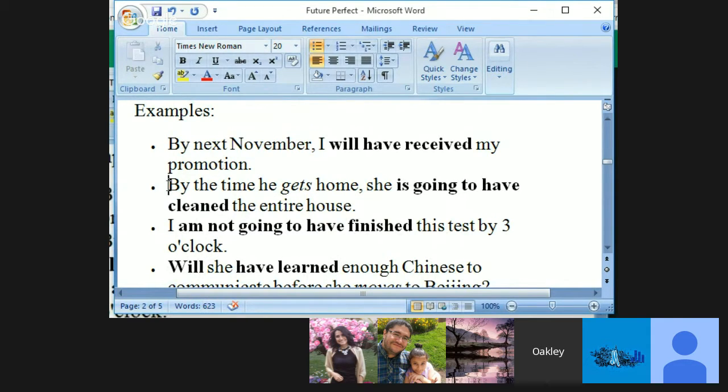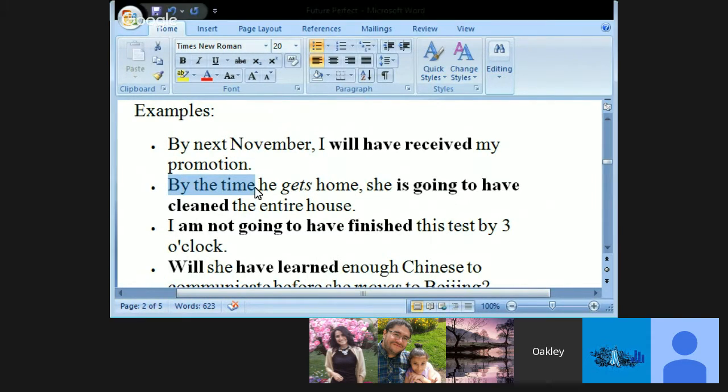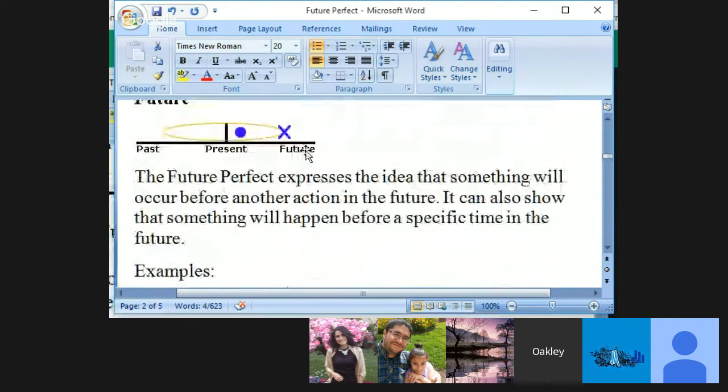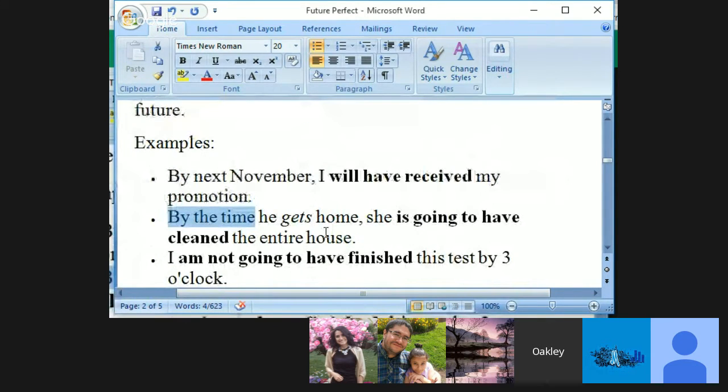Okay, another example. And with a common time phrase, I mean a time phrase that would be commonly used in conjunction with the future perfect, by the time. All right, by the time he gets home, she's going to have cleaned the entire house. There you go. Okay, by the time he gets home is our purple X here. She's going to have cleaned the entire house.